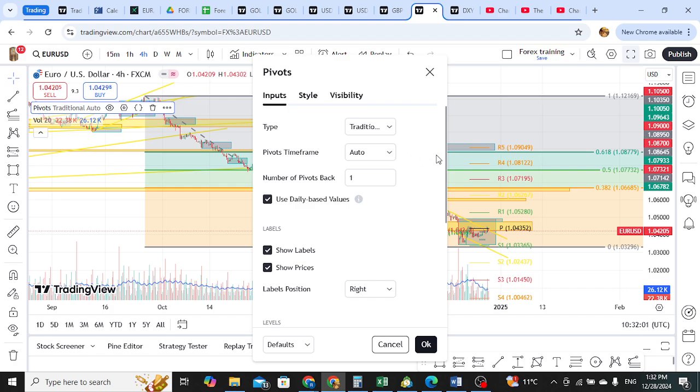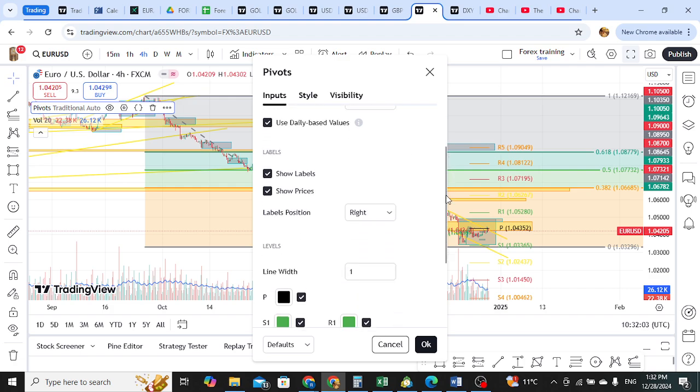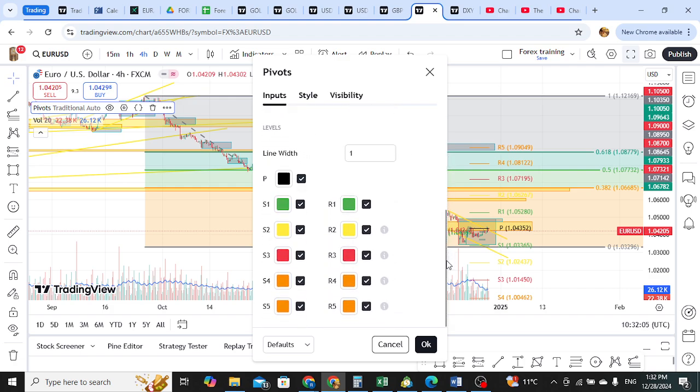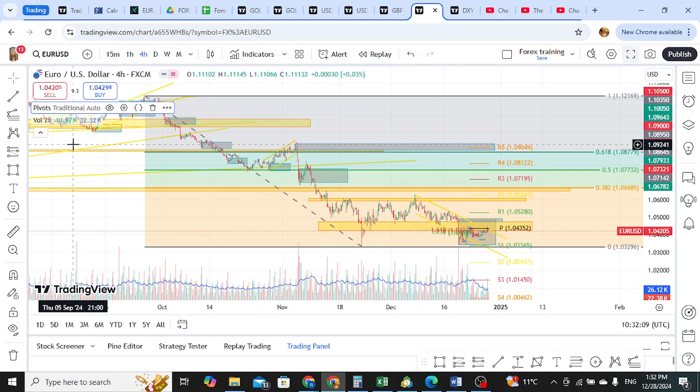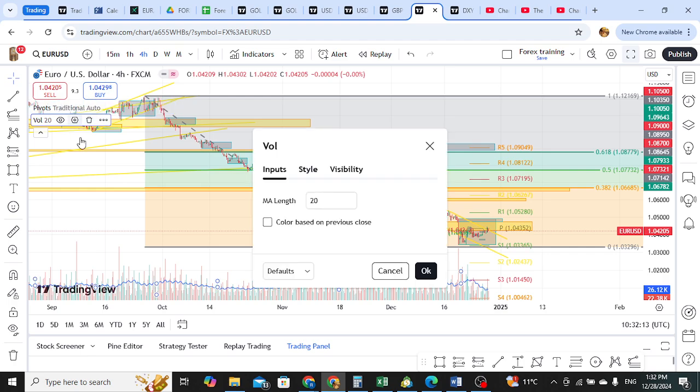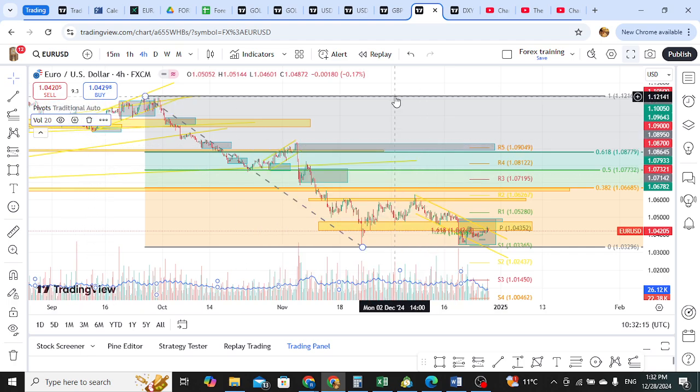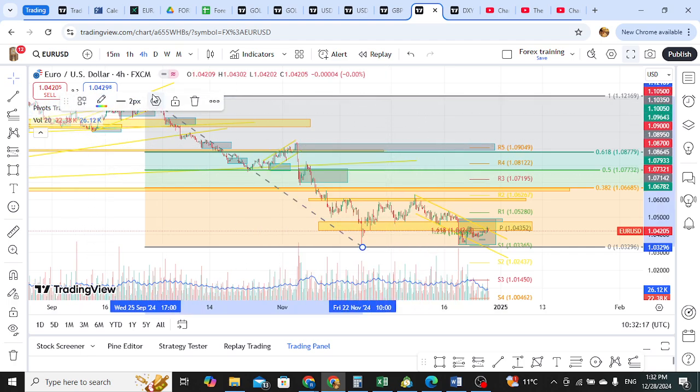If you look at those settings, we will see, no, not this one, this is the pivot. Okay. This one, no, not this one, this is volume. Okay.